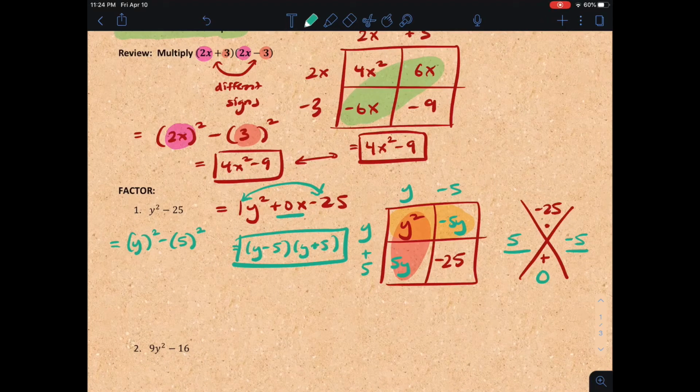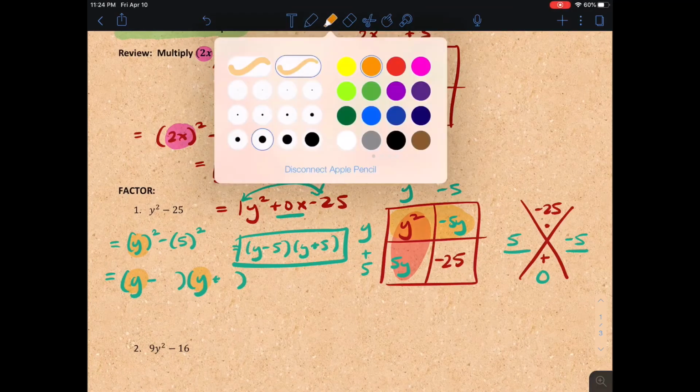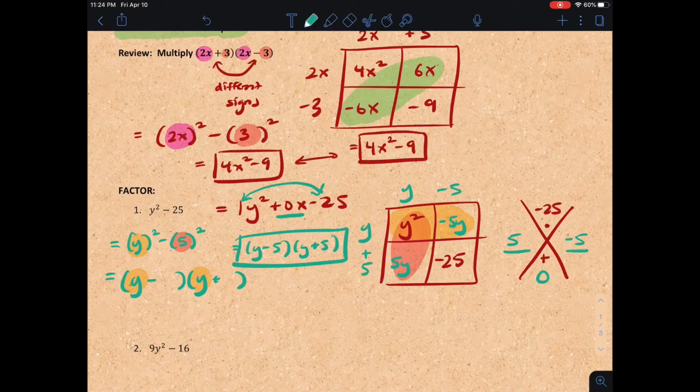And because I can write it as a difference of squares, I know that when I factor this, I'm going to have something minus something, something plus something. And so if you remember, the first term here will be the first term of each binomial, so y here and y here. And then the second term that's being squared will go in the second position of each binomial. And if you notice, this is the exact same answer as we got here. So what we're going to do is take advantage of the structure when it comes to factoring a difference of squares.